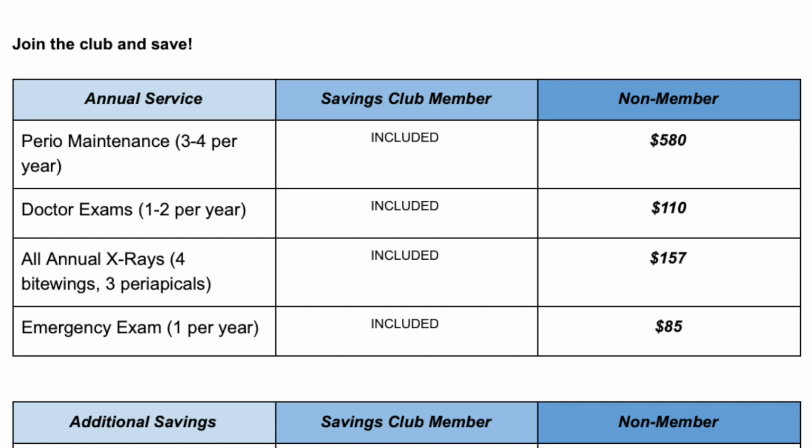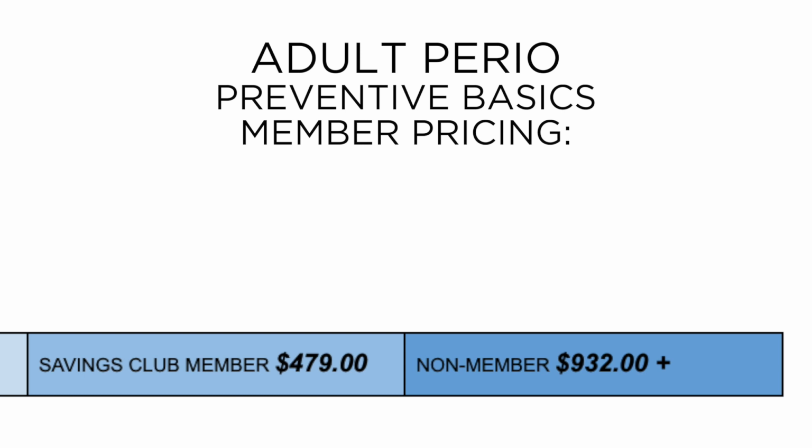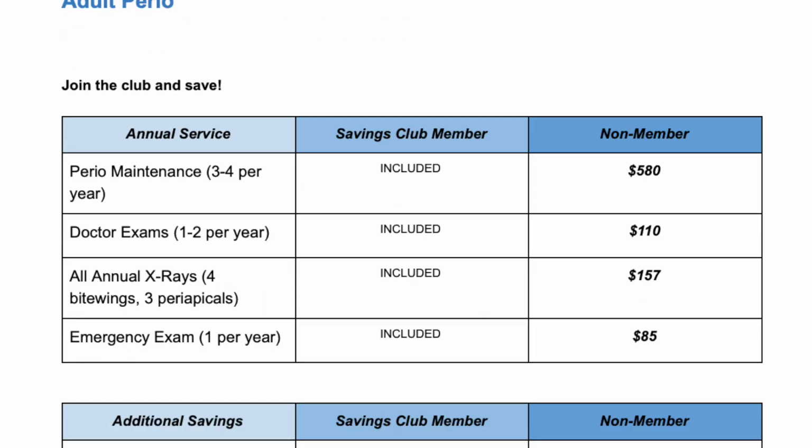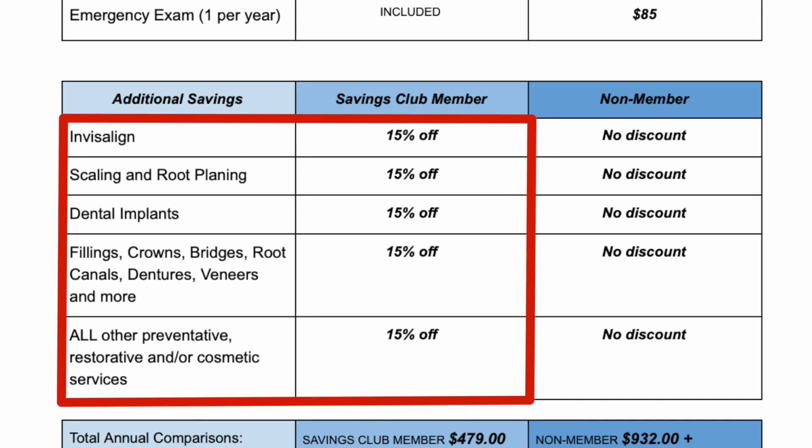Most practice memberships will charge between $379 to $500 annually for this tier of service. Based on our fees, we set ours at $479, a little above 50% of our regular preventive fees, and a visible, appreciable savings for club members. Restorative and other treatments are again discounted at 15% off across the board.